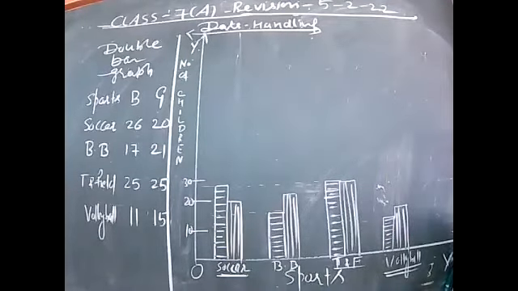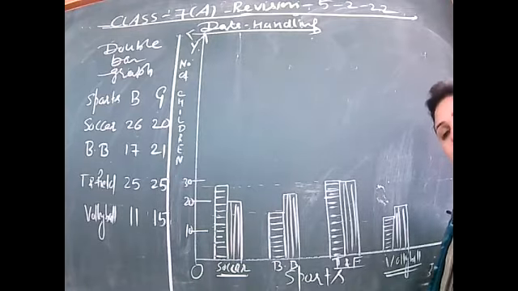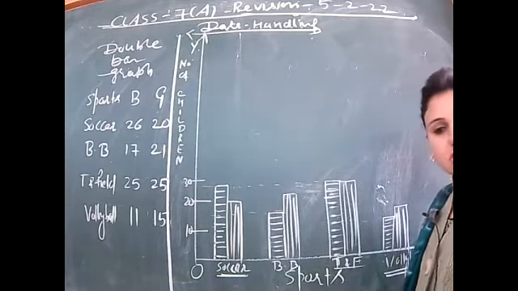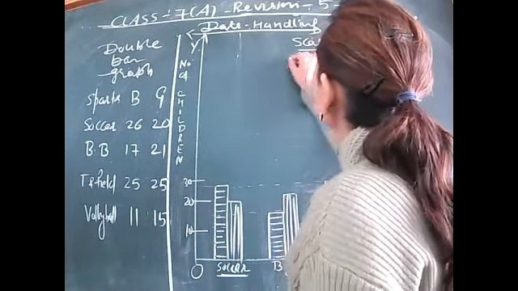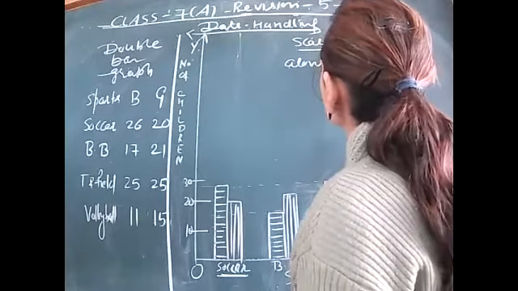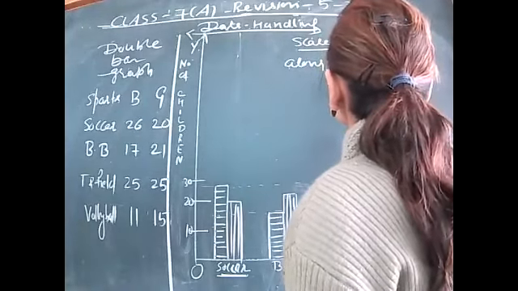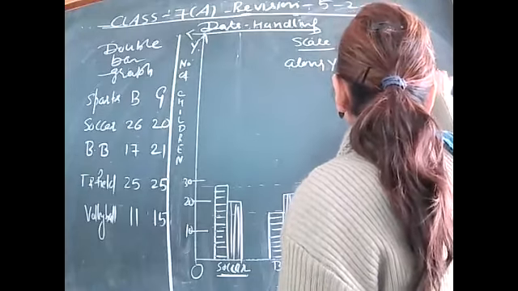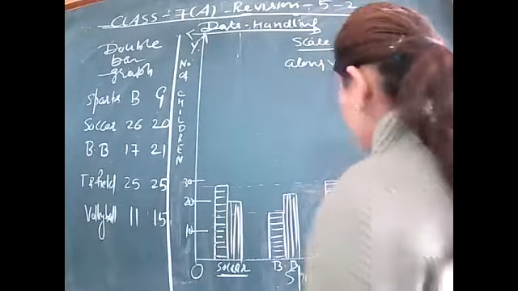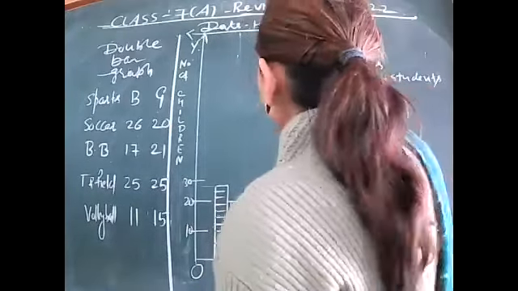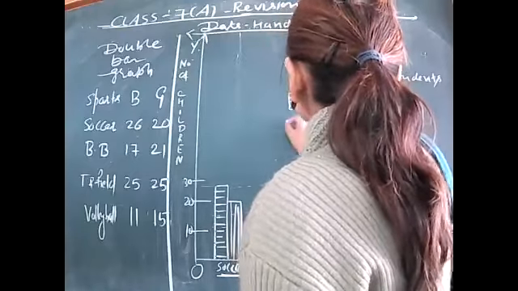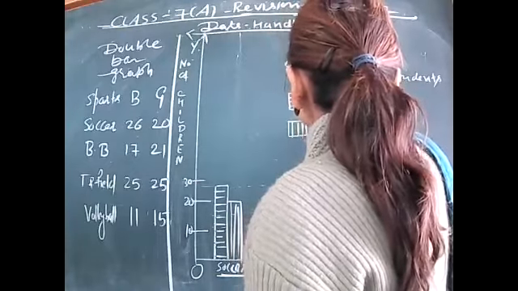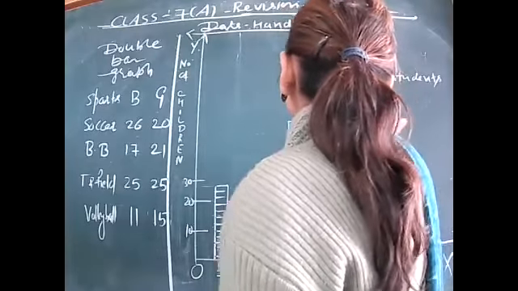So first of all, you have to write the scale, and then you have to give the indication of which design you are using for boys and which design you are using for girls. Scale along y-axis, 1 bigger unit is equal to 10 students. And this design I'm using for representing boys, and this design I'm using for representing girls.